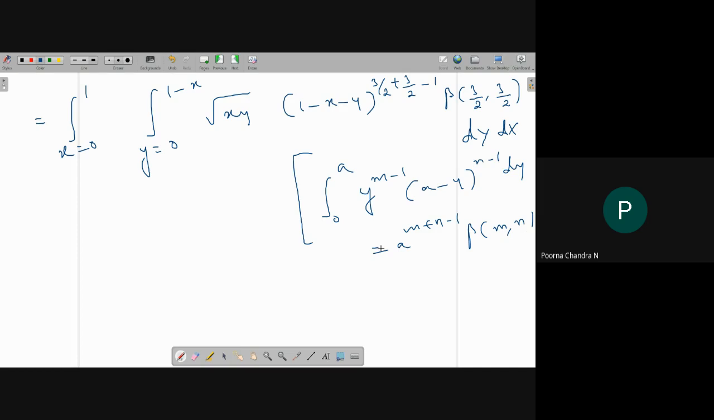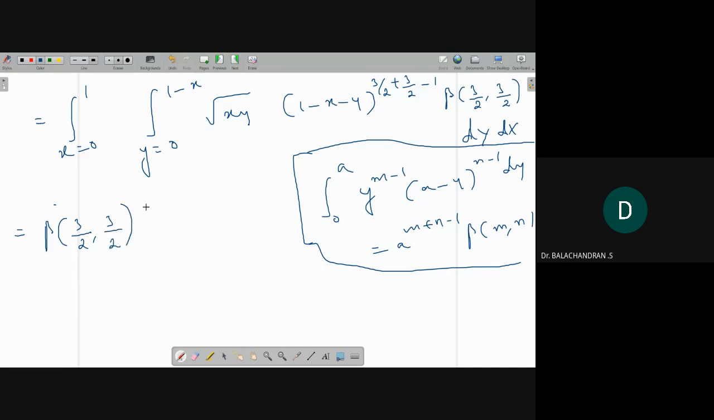If you use this result in the exam, you should mention at least once in the solution. Now, beta of 3 by 2 comma 3 by 2 is constant. Now integration x is equal to 0 to 1, and then root x you can write here, and also dx you can write here.